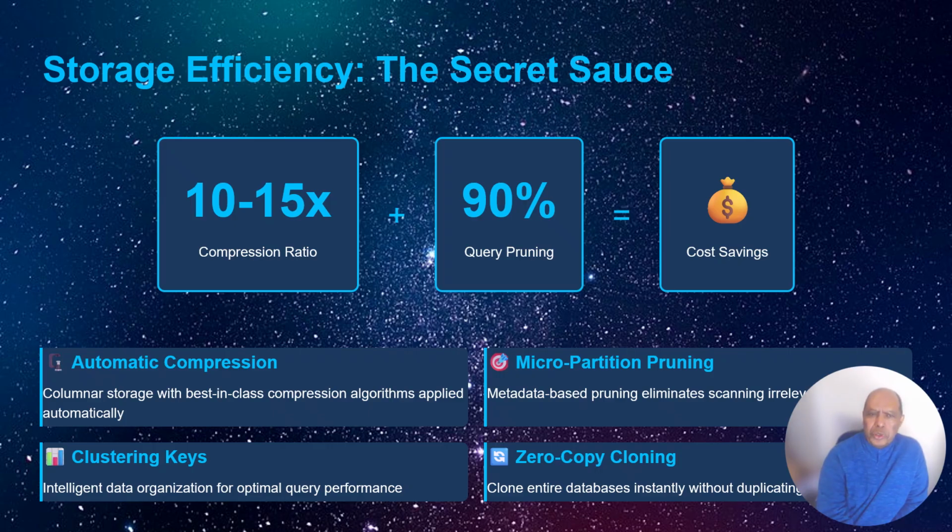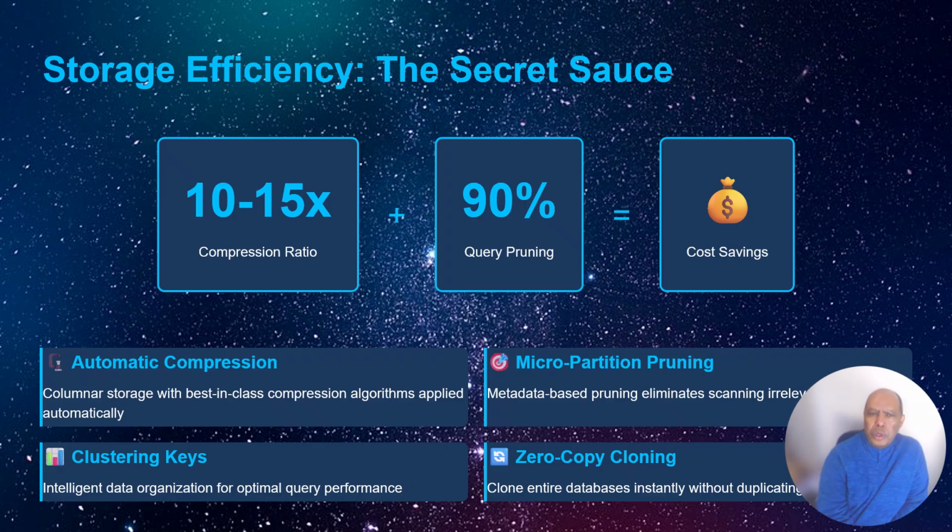Automatic compression. Snowflake achieves a 10 to 15 times compression ratio on average through its columnar storage format and best-in-class compression algorithm. And this happens automatically. You don't tune compression settings. A terabyte of data might only consume 70 gigabytes of storage.